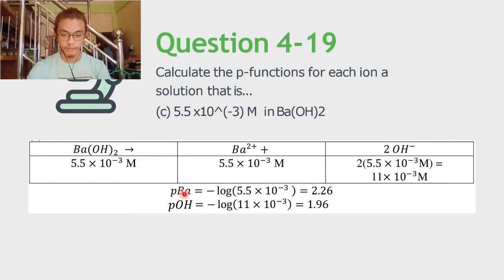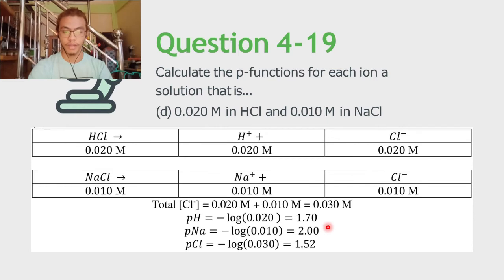To compute for their P functions, the P function for the barium ions is the negative log of 5.5 times 10 raised to negative 3, which is 2.26, while the P function for the hydroxide ions is negative log of 11 times 10 raised to negative 3, which is 1.96.